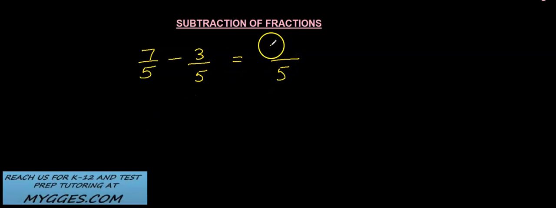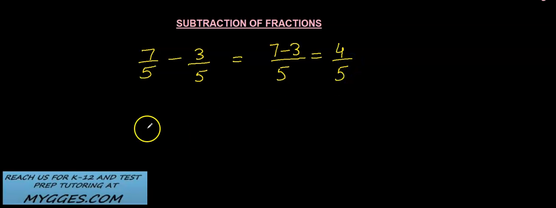Now let's learn how we subtract the fractions. Subtracting the fractions is exactly the same as adding the fractions, but of course instead of doing addition, now we have to subtract. Now let's take an example. Say we have the fractions 7/5 and 3/5. Since the denominators are the same, we take the denominator and subtract the numerators. So that gives us 4 over 5.